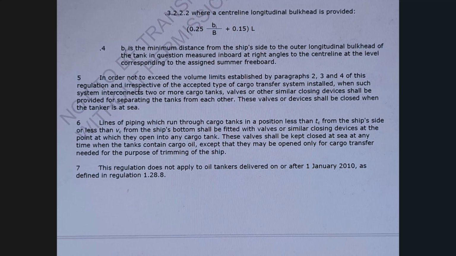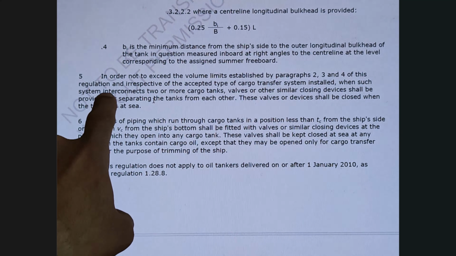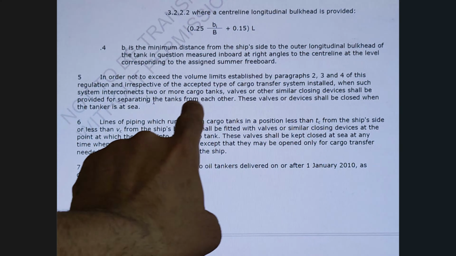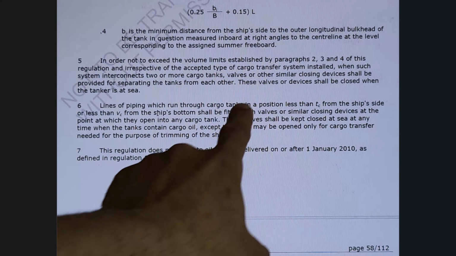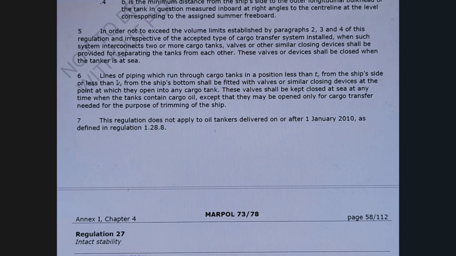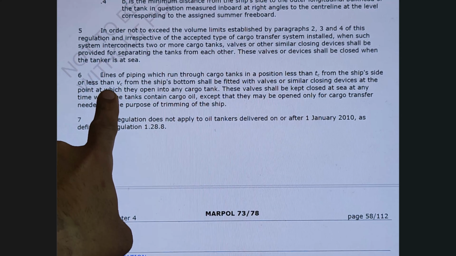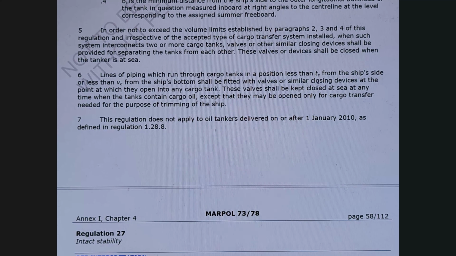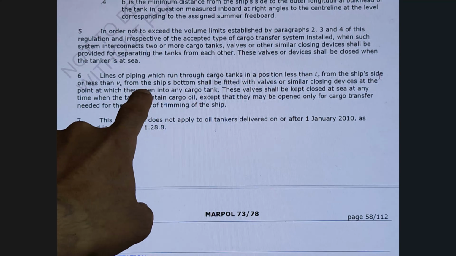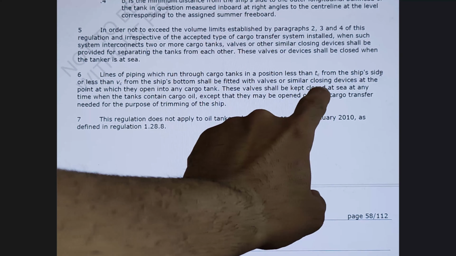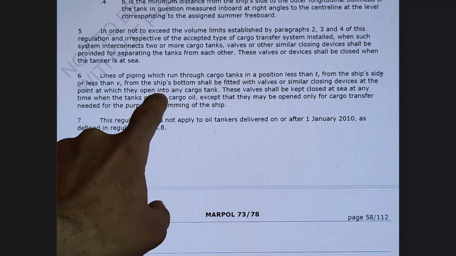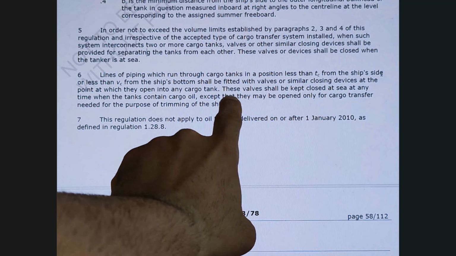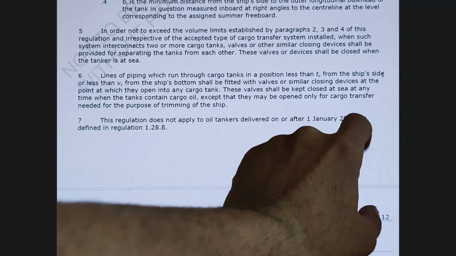When there is any interconnection system, you see, interconnect between two or more cargo tanks, when there is this system here, okay, it shall be closed. And the last provision, you read it here together, it's telling that lines of piping which run through cargo tanks in a position less than TC from the ship's side or less than VC from the ship's bottom shall be fitted with valves or similar closing devices at the point at which they open into any cargo tank. And also it's telling here, same, that these valves shall be kept closed at sea at any time.